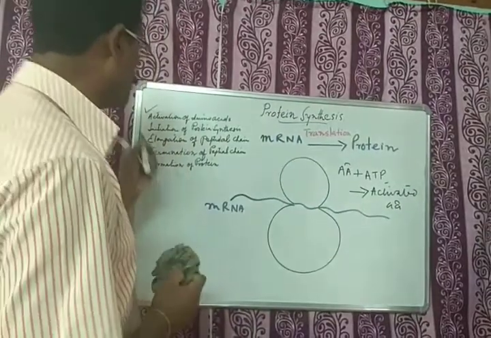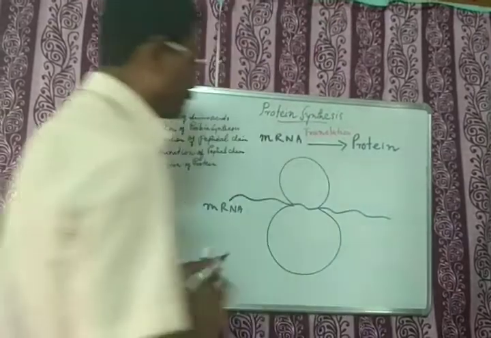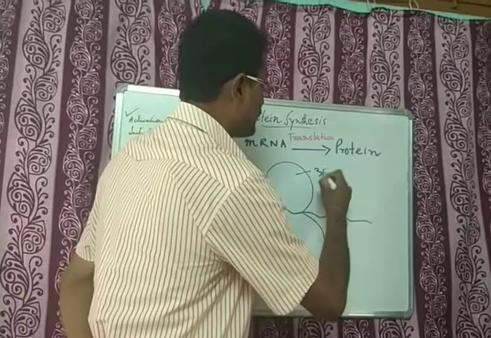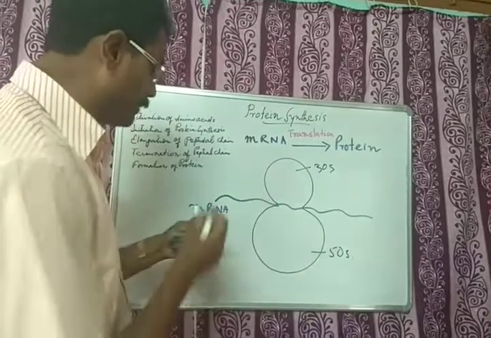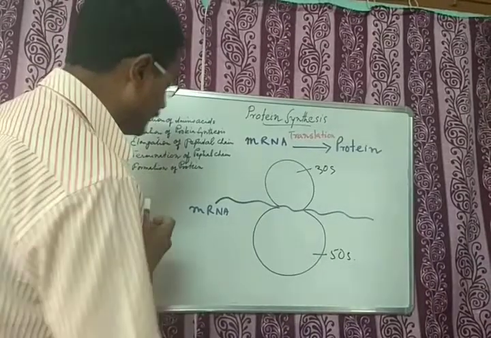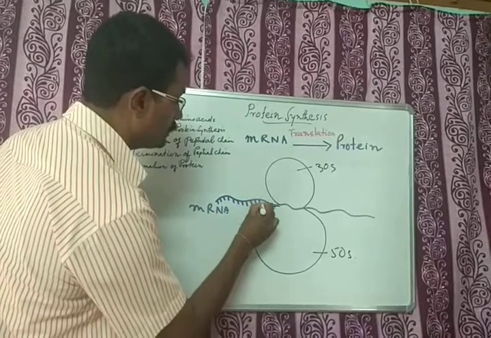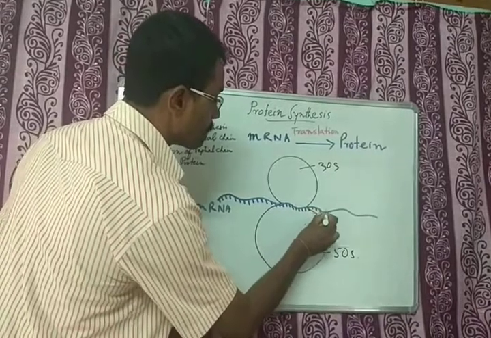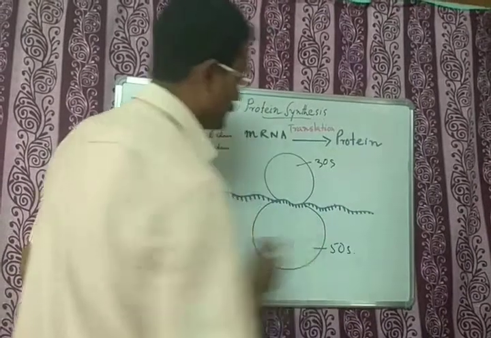Clear? Now we will go for the initiation of protein synthesis. Now see one thing. These are the two subunits of the ribosome. This is 30S and this one is 50S. Ribosome, and in between there is the mRNA. And these are the nucleotides. We find it has 3 nucleotides, 3 nitrogenous bases forming the triplet, is it not? So, this is mRNA.